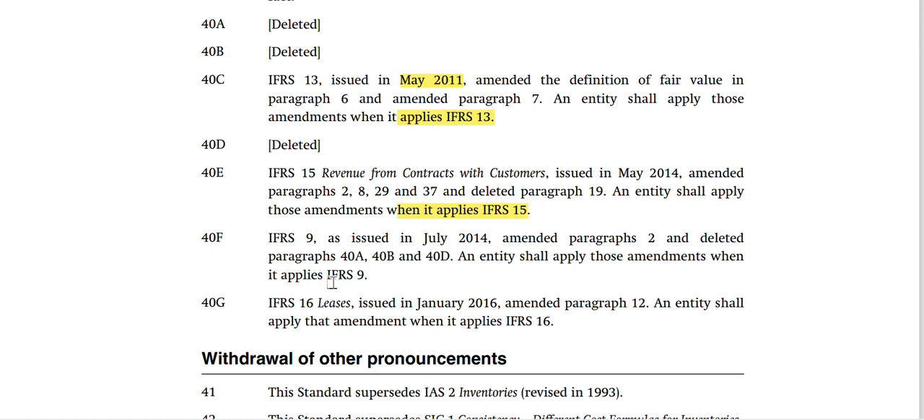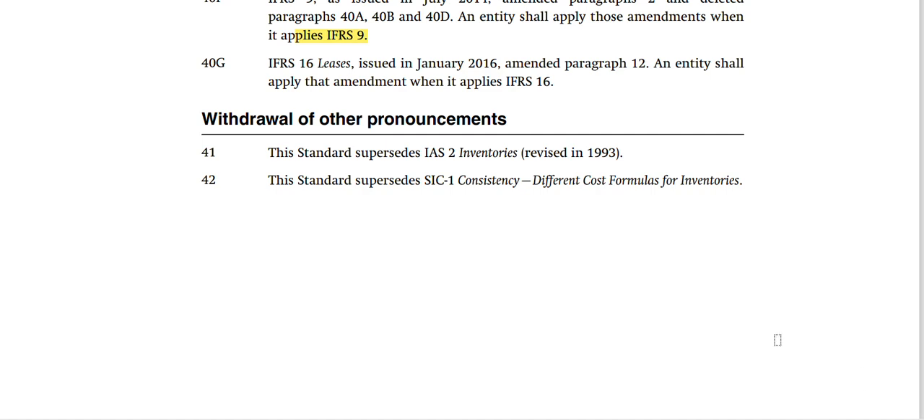Then IFRS 9, which is on paragraph 40F. IFRS 9 was issued in July 2014, amended paragraph 2 and deleted paragraphs 40A, 40B, 40D. An entity shall apply those amendments when applying IFRS 9. And then we're looking at paragraph 40G. It talks about IFRS 16 Leases issued in January 2016, amended paragraph 12, and an entity shall apply that amendment when applying IFRS 16. And then we're looking at the withdrawal of the pronouncement.